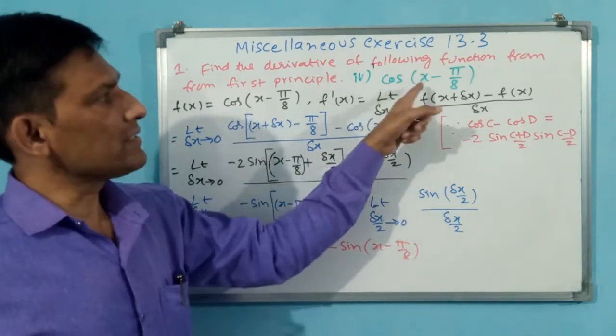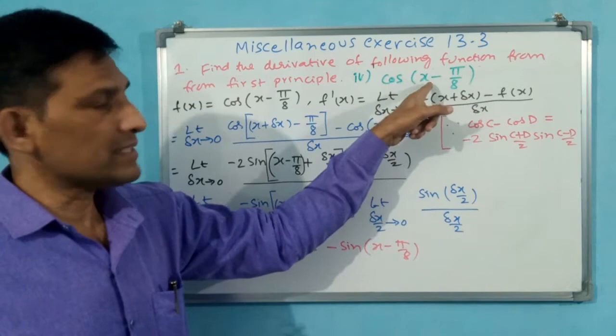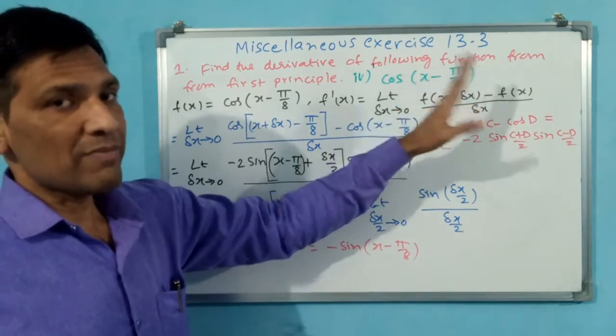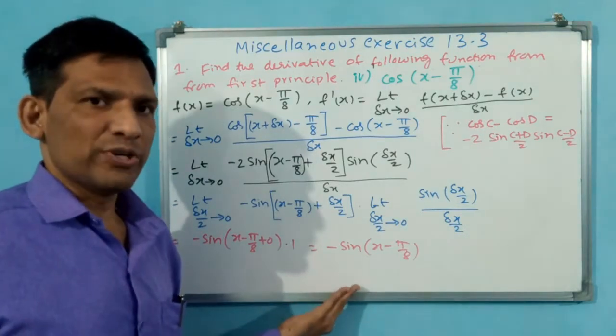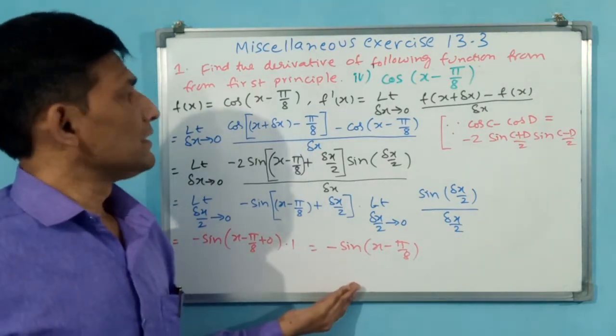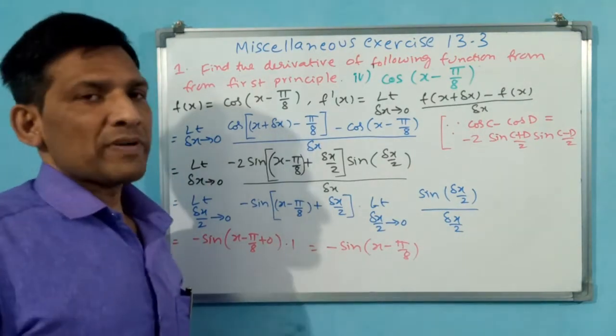Afterwards again d by dx of x minus pi by 8. But d by dx of x is 1, and this is 0. 1 minus 0 means into 1, and into 1 means the same thing is going to happen. Okay? Like that you have to take. Let us go for the second question onwards.